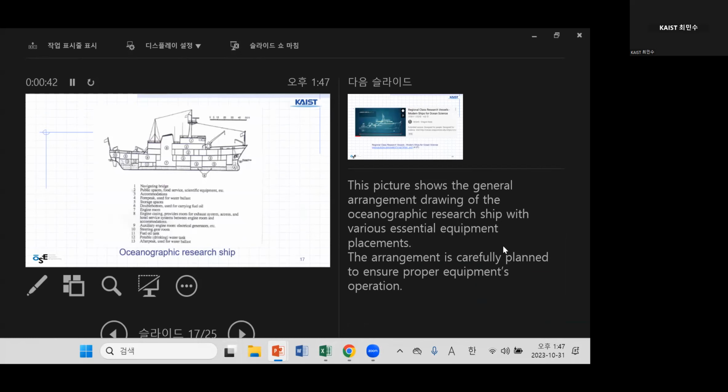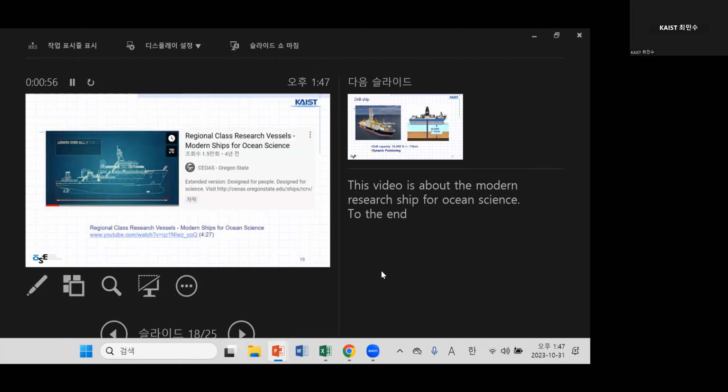This picture shows the general arrangement during oceanography research with various equipment placements. Arrangement is carefully planned to ensure proper equipment operation. This video is about a modern research ship for ocean science, so let's watch this video.